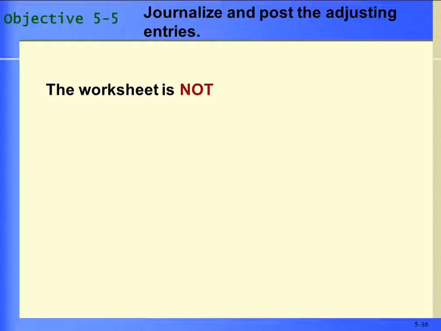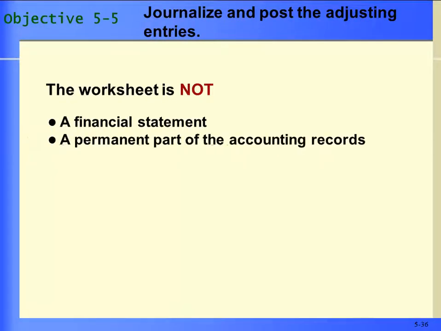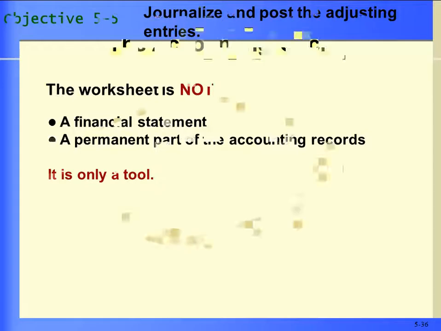So again, like I said before, the worksheet is not going to be a financial statement. It's more of a permanent part of the accounting records. That's a good way of saying it. It's not a permanent part of the accounting records, I'm sorry, and it's not a financial statement. It's a tool. So a permanent part of the accounting records are the general ledger, general journal, financial statements, not the worksheet, but the worksheet's important.